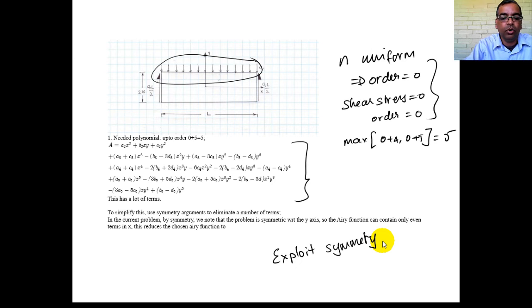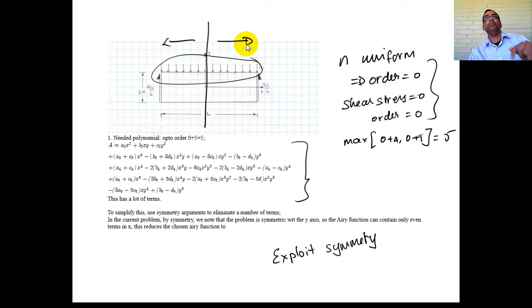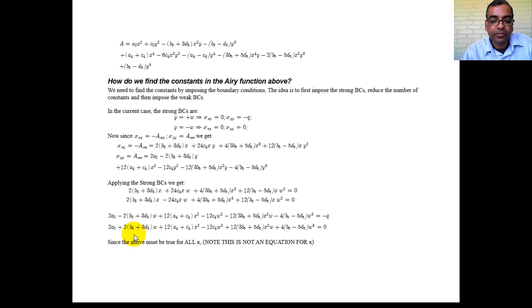What do I mean? Notice it's symmetric about this line. This side and that side are the same. So I want to make sure that that is met. If it is symmetric about the y-axis, the Airy stress function can contain only even terms in x. Otherwise, the stresses will not be symmetric about the y-axis. So how do you get even terms in x? Look at all the things that have odd terms in x and drop them. If you do that, you will see that my Airy stress function is quite a bit simpler.